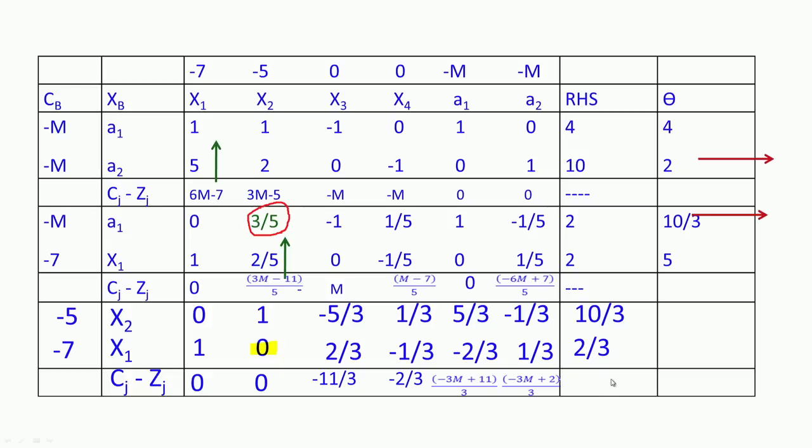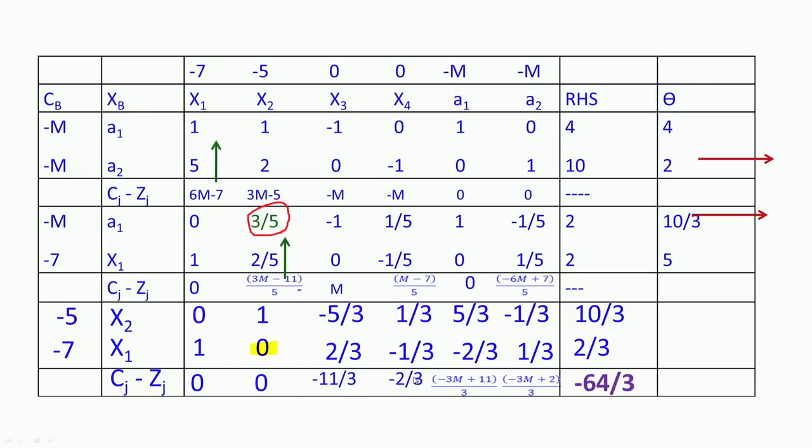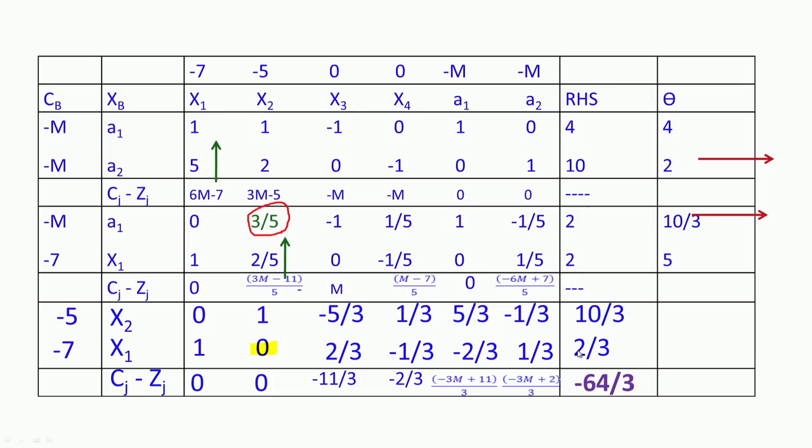The value of the objective function, now we calculate: minus 5 into 10 by 3 is minus 50 by 3, minus 14 by 3 is minus 64 by 3. Now we need to check whether there is any positive Cj minus Zj. Now we have 0, 0, negative, negative. Minus 3m plus 11 by 3 is a negative quantity. Minus 3m plus 2 by 3 is also a negative quantity. So all of them are negative. No variable is entering. Therefore the algorithm stops by giving us a solution x1 equal to 2 by 3, x2 equal to 10 by 3, objective function equal to minus 64 by 3.